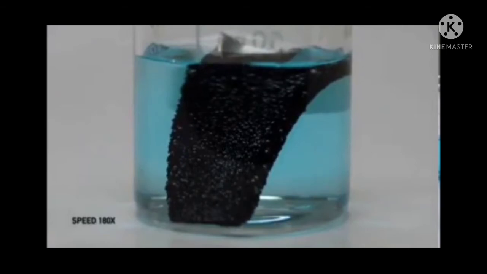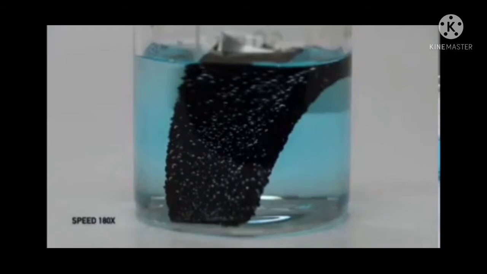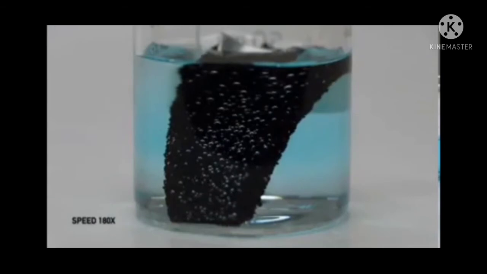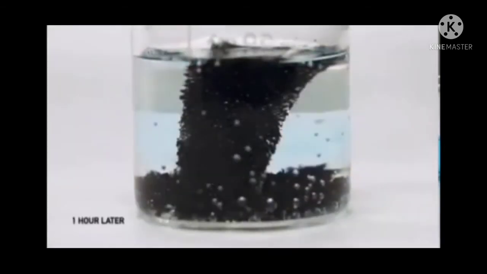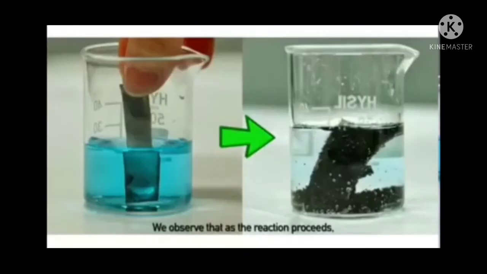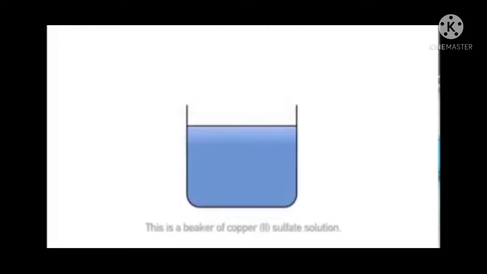After 1 hour, we observe that as the reaction proceeds, the solution changes from blue to colorless. In addition, a reddish brown solid is also formed on the surface of the zinc strip. So, what is the chemistry behind this? Let's take a look. This beaker contains copper sulfate solution. The solution is blue due to the presence of copper ions.